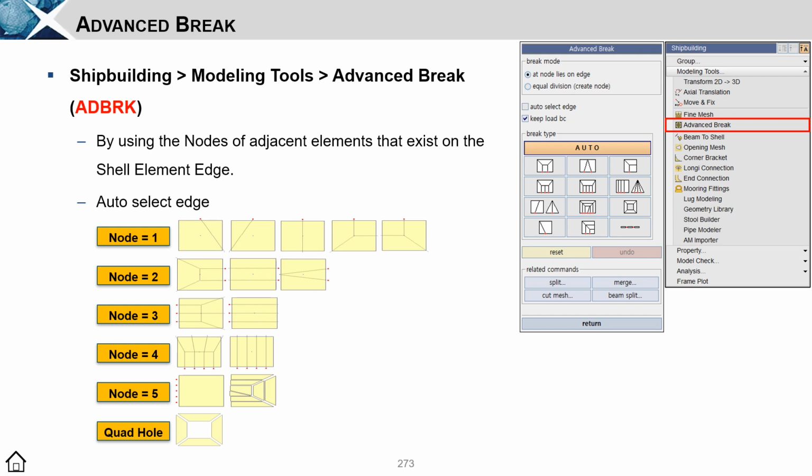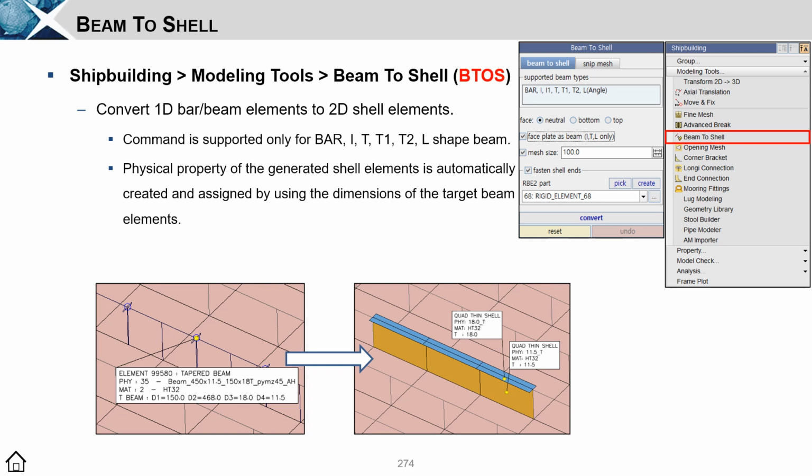The advanced break command is a feature that automatically splits adjacent elements using the node of adjacent elements present on shell element edge. When the Auto Select Edge option is enabled, it automatically recognizes nodes located on the edge without directly selecting the element edge. It cuts also 1D elements together such as bar beam that are located on the edge line. By using the beam to shell command, you can convert 1D bar beam elements to 2D shell elements. The command is supported only for T, T2, L-shaped beam.